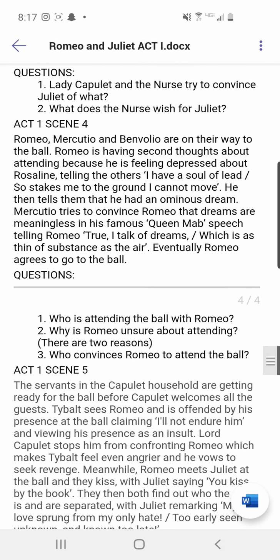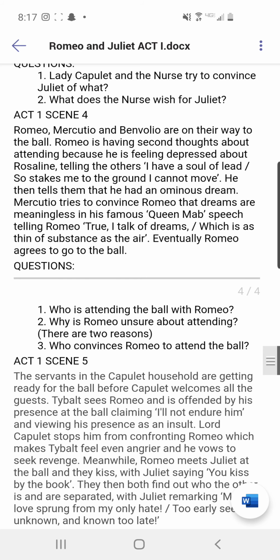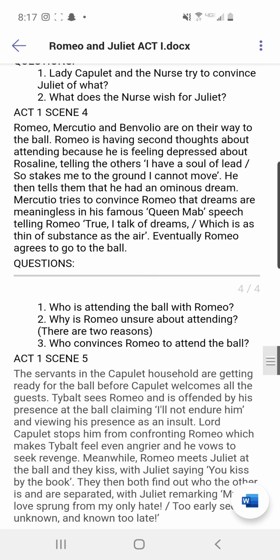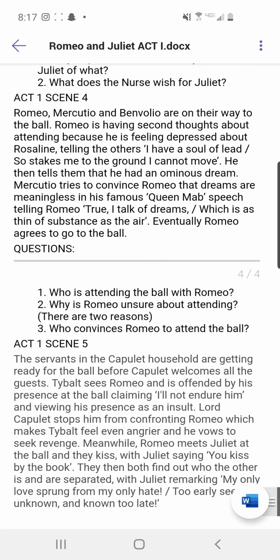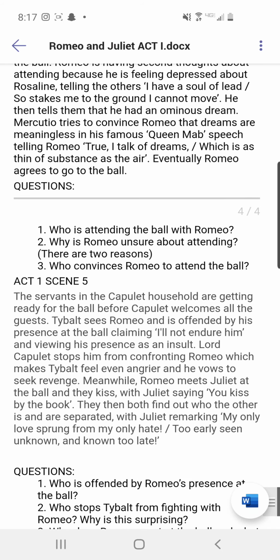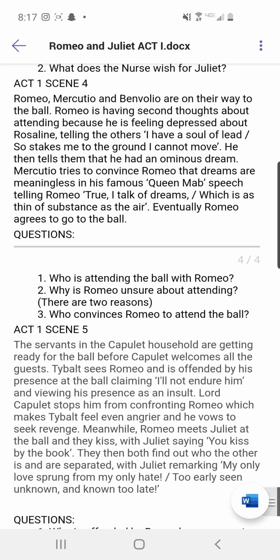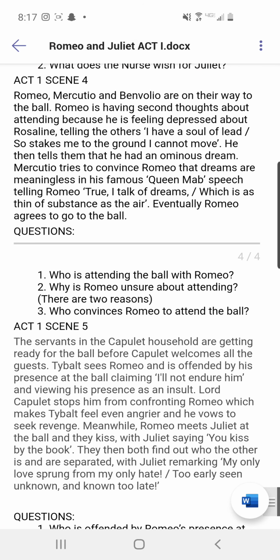Okay, Act 1, Scene 4. We're going to the party. Romeo, Mercutio, this is his first scene, and Benvolio are on their way to the ball. Who's attending the ball with Romeo? His buddies, Mercutio and Benvolio. Why is Romeo unsure about attending? There are 2 reasons. One, because he's super in love with somebody else and she doesn't love him, and he feels really sad and sorry for himself.